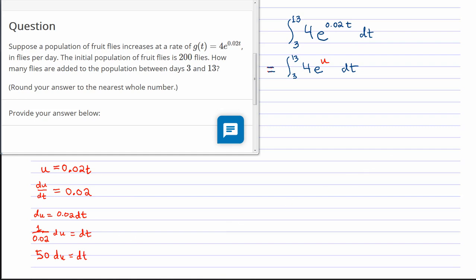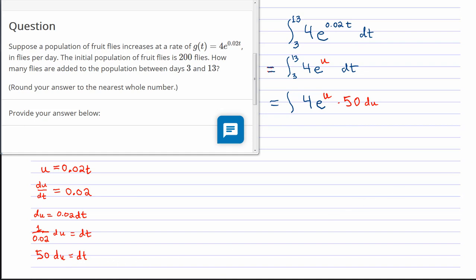All right, awesome. So I can come back over here to my integral, and I can say this is going to be the integral of 4 times e to the u. And now instead of dt, I can write a 50 and a du, because dt is exactly equal to 50 times du.